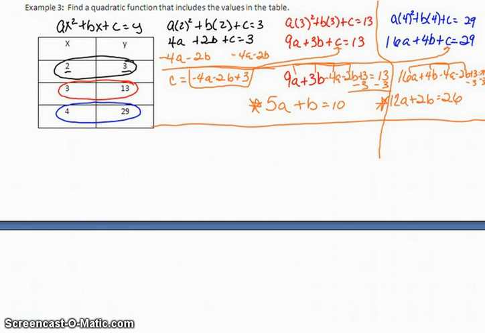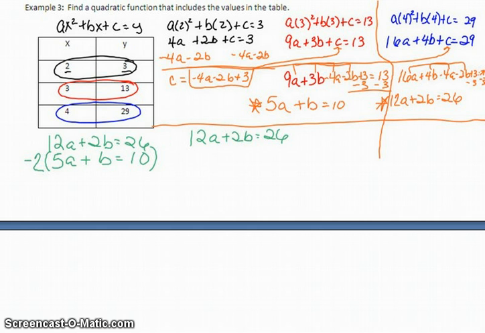Now I like to line them up, put one under the other. So my two equations are 12a plus 2b equals 26 and 5a plus b equals 10. Now I need to look at my a's and my b's and see if one of those variables is going to be easier to eliminate than the other. In this case, I think if I multiply this bottom equation by -2, that will make my b's drop out. So my first equation stays the same. 12a plus 2b equals 26.